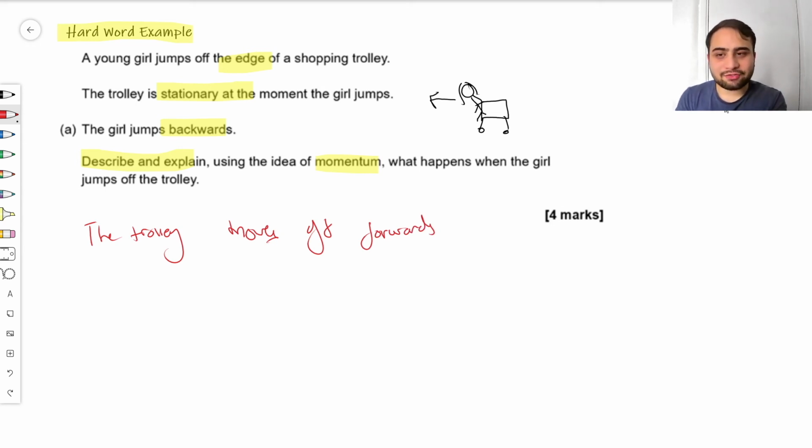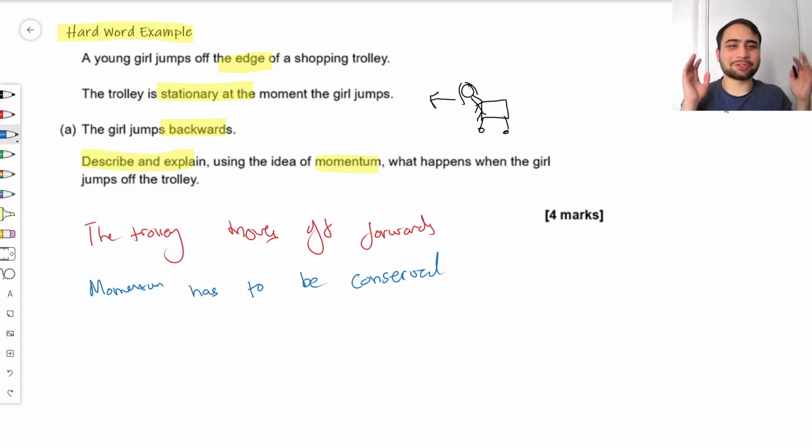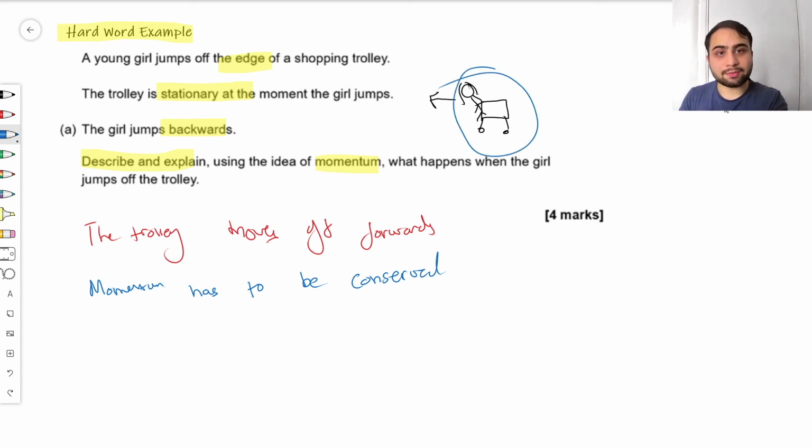Well, the biggest reason why this happens is that momentum has to be conserved. Okay, that is a sentence you can always throw into momentum questions and guarantee you'll get at least 1 mark. So even if you don't know anything about the question, throw that in there, you'll get a mark. So momentum has to be conserved. So what does this mean? Initially, remember, the momentum of our system has to be 0.